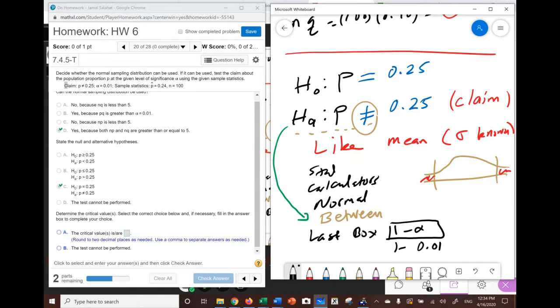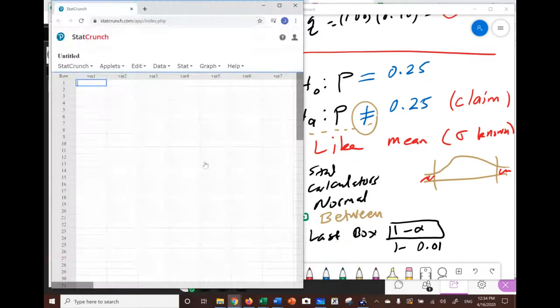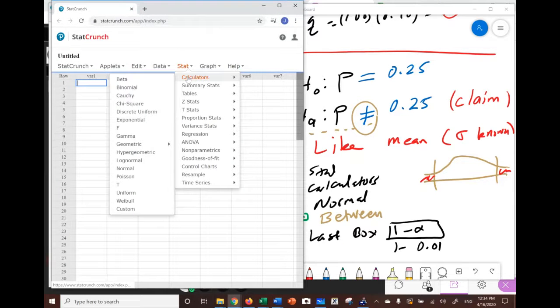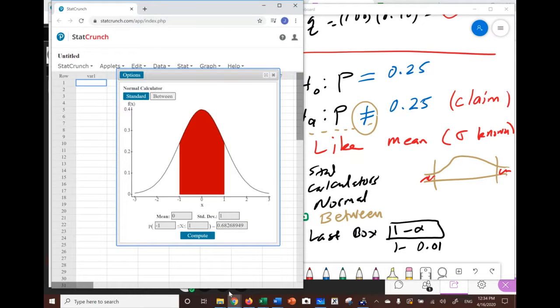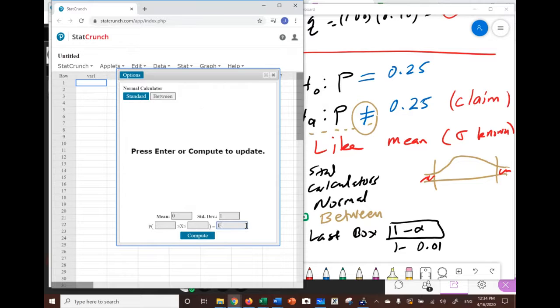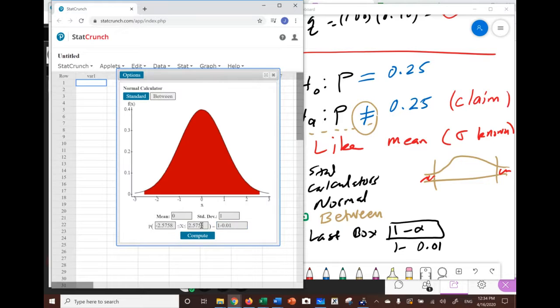So let's go in there and find the answer for the critical value. In this case, we're going to get two of them, because one is going to be on the left and one on the right. So when we go here to stat, calculators, go down to normal. Again, because of two tails, we're going to put between. And we're going to go to the last box and put 1 minus 0.01, because that's alpha in the problem. And notice that I get two criticals, one positive and one negative.